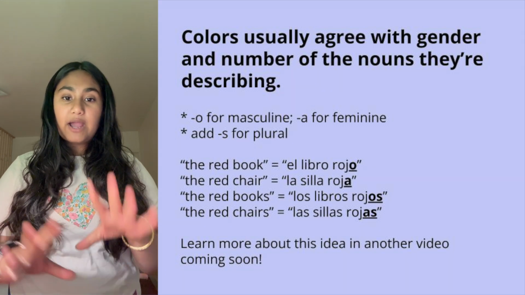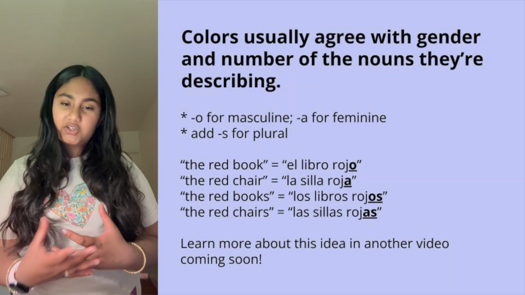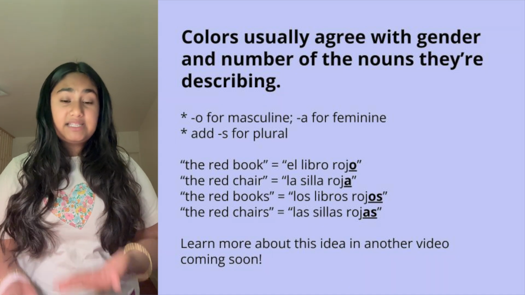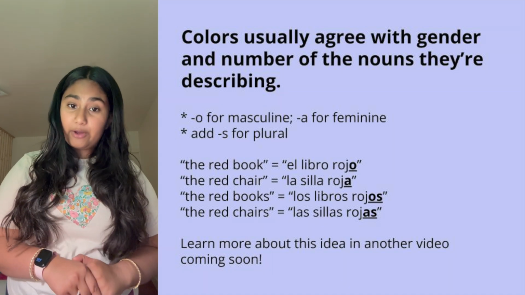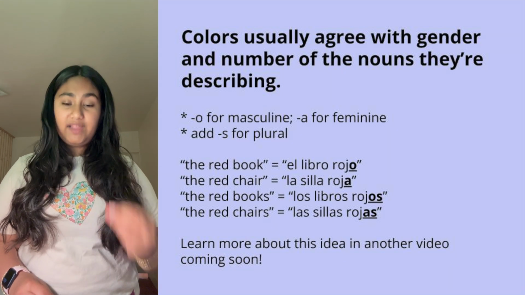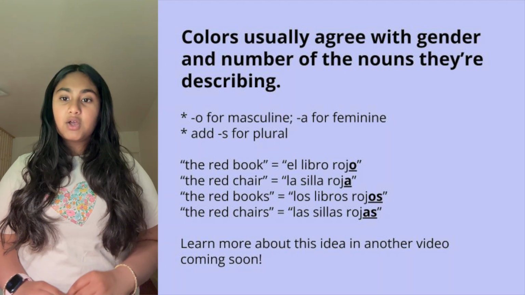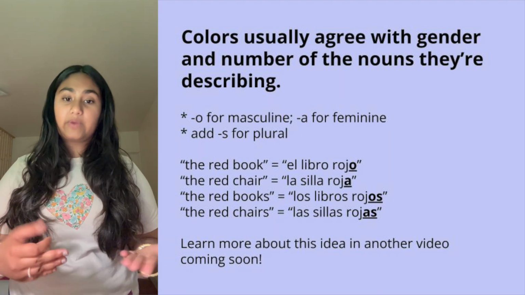And now here are some examples just so you can start to understand what I'm talking about. So we have red book. Book in Spanish is libro, which is a masculine singular noun. So we're going to make rojo reflect that. It's going to be masculine, so ending in O, and singular, so no S. So then we have libro rojo, which is red book.